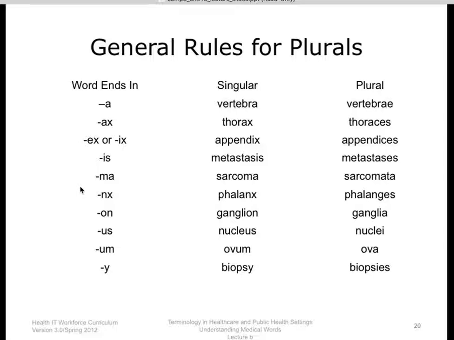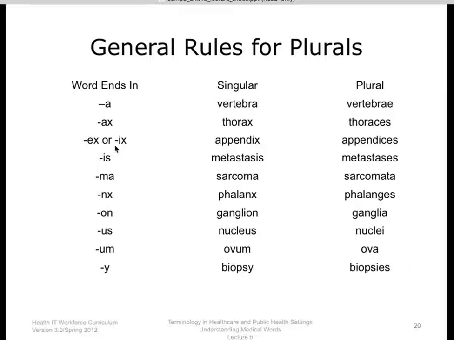So here are some examples of general rules for plurals. This is a good way to think about it. If the word ends in A, then typically you put an AE. So the singular of vertebra, the plural is vertebrae. If it ends in AX, you convert that to CES when it goes plural. So you go from thorax to thoraces. If it ends in EX or IX, such as appendix, you also convert to CES. So it becomes appendices.